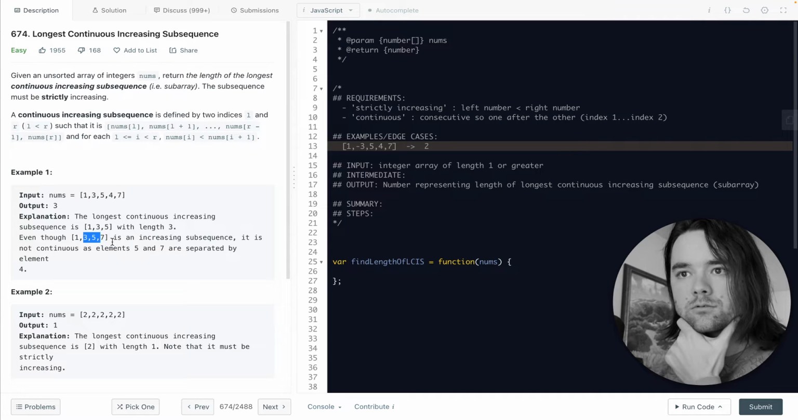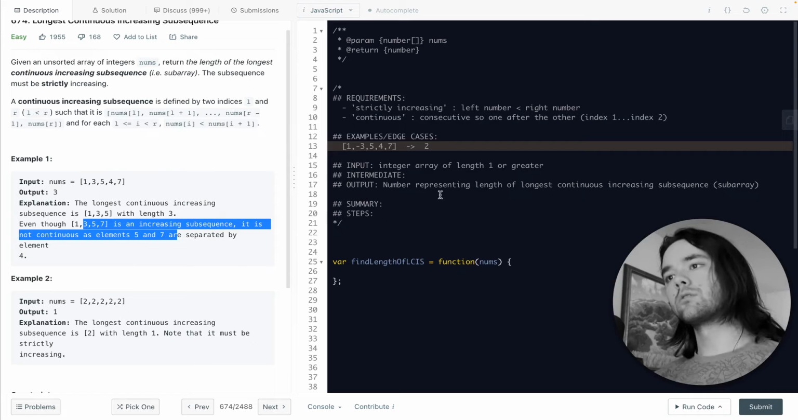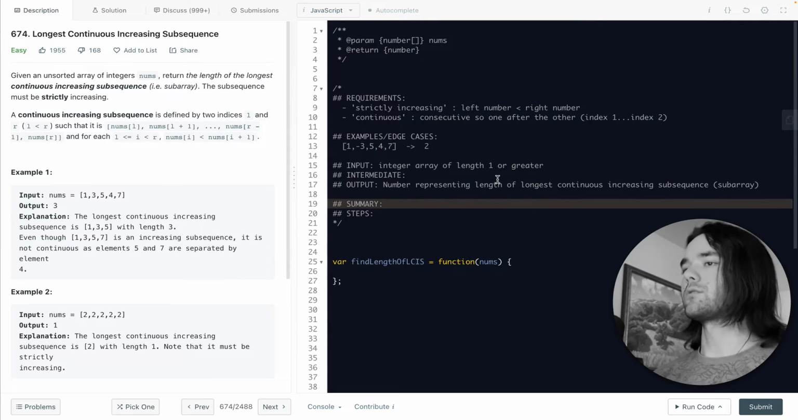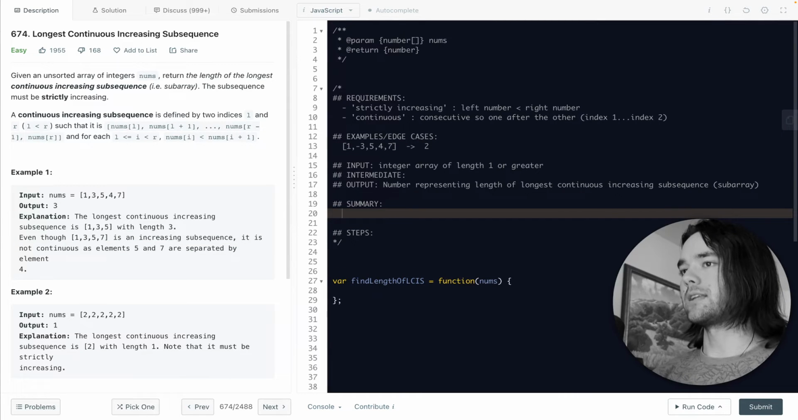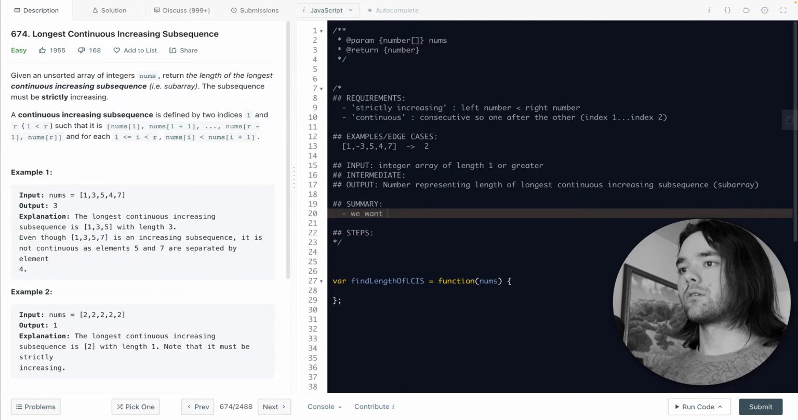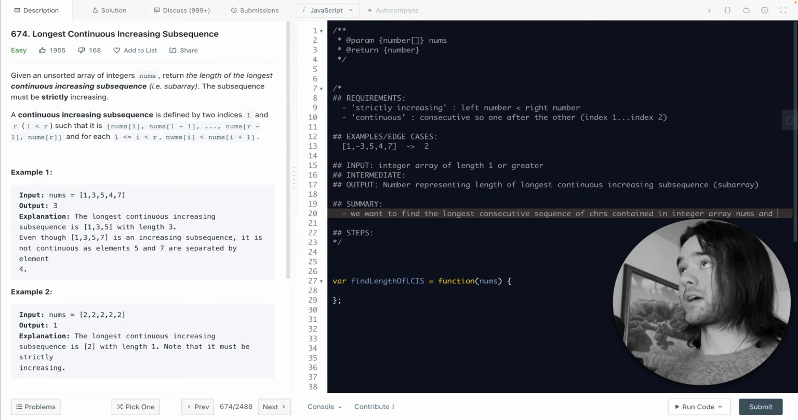Okay, so reading. Okay, so I think we understand this problem pretty well. It's fairly straightforward. So I think I'm gonna get into maybe just describing it in English. So in terms of a summary, essentially we want to find the longest consecutive sequence of characters contained in integer array nums, and return that length.